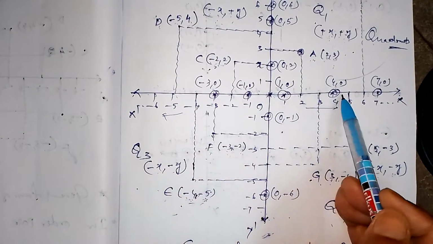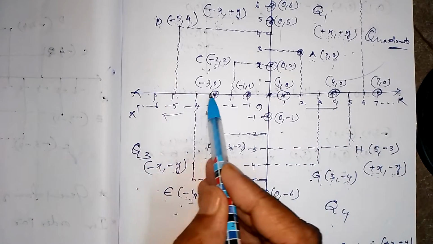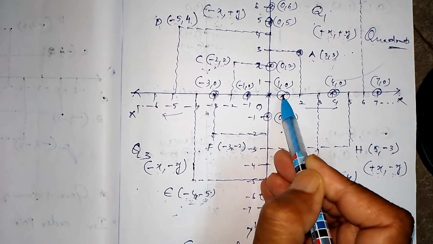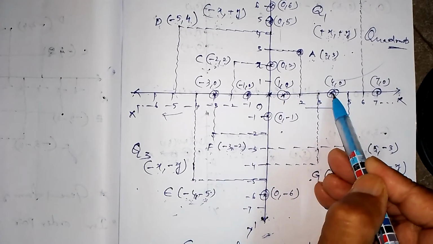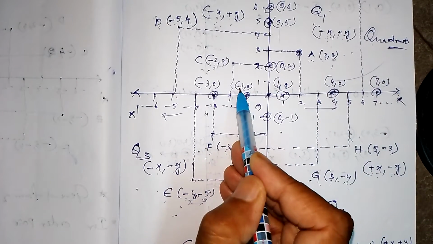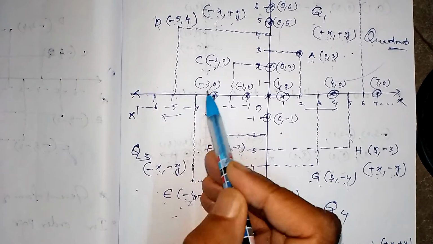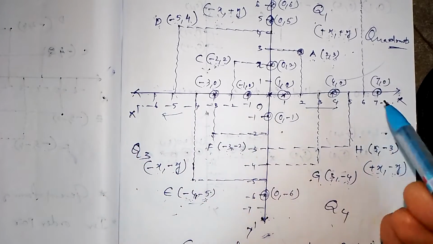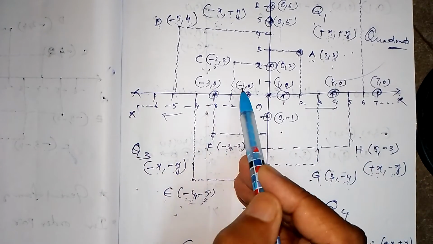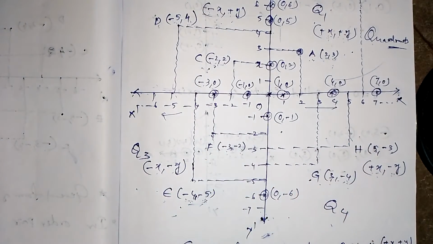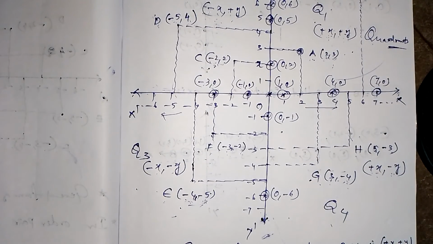And then what about the points which lie on the coordinate axes? Okay, if I take the points which lie on the x-axis, here I have taken some points. The first point is 1 comma 0, and then 4 comma 0, and this one is 7 comma 0, and this one is minus 1 comma 0, and minus 3 comma 0. That means whatever the points which lie on the x-axis, the y coordinate value will be 0. So y equals 0 is called the equation of the x-axis.